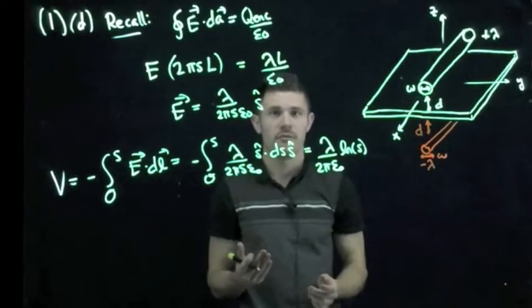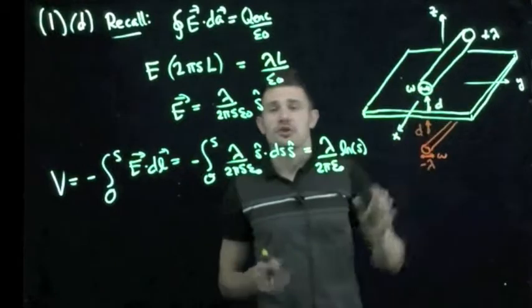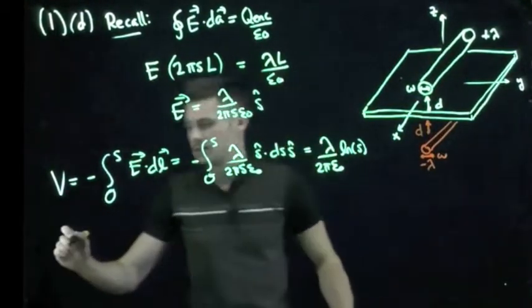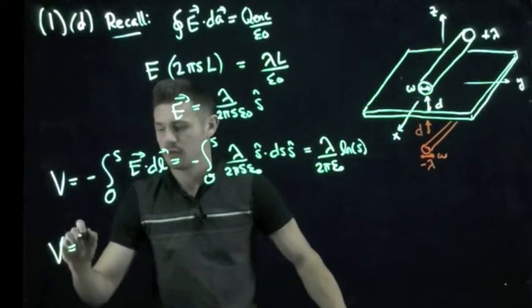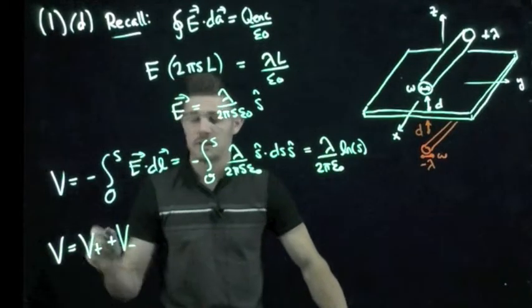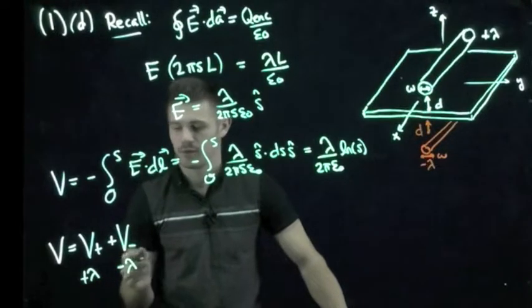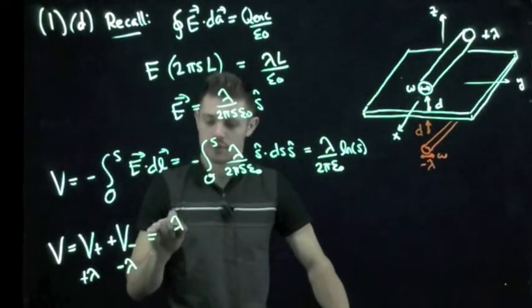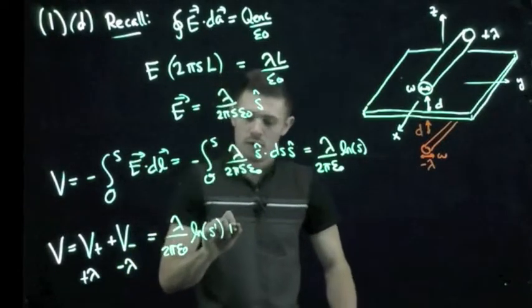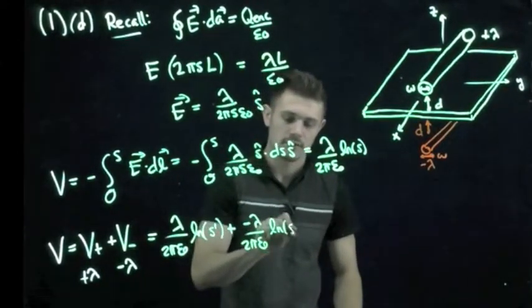And that's the beauty of the method of images: instead of having to find the charge distribution on the conducting plane, we can just use the image charge and simplify things much quicker. So the potential above the conducting plane will be the sum of the two potentials, the one with positive charge density lambda and the one with negative charge density negative lambda, which will just be lambda over 2 pi epsilon naught ln of s prime plus negative lambda over 2 pi epsilon naught ln of s double prime.